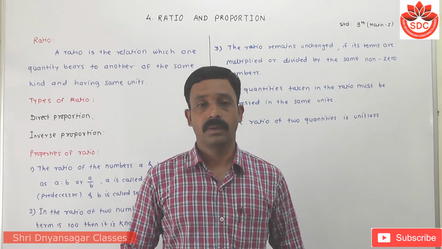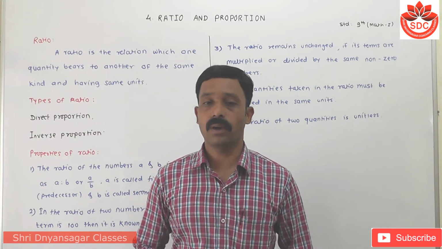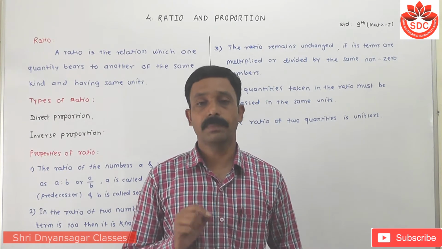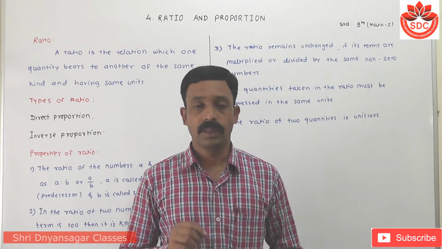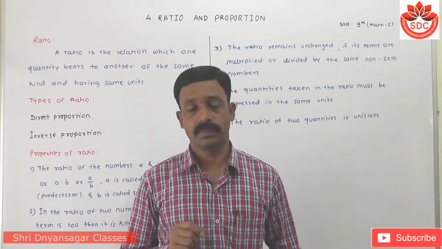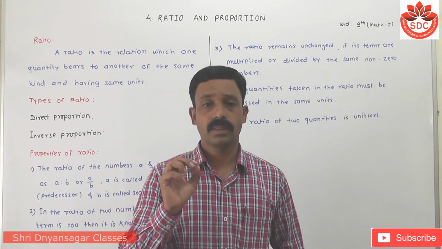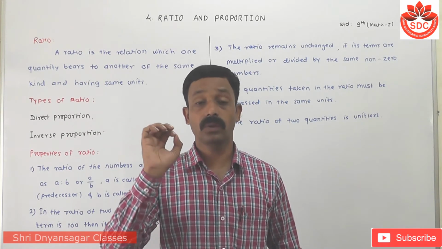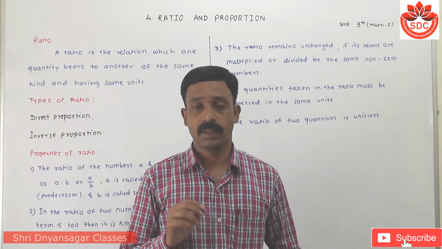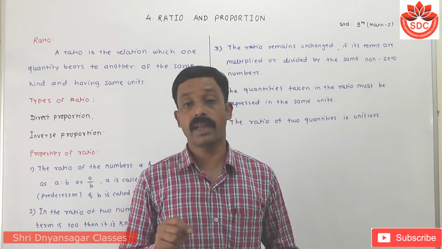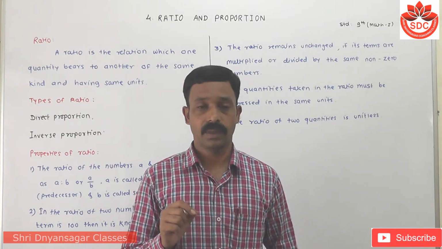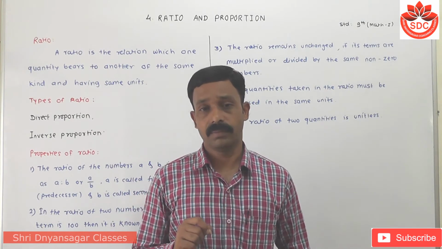Students, today we discuss the fourth chapter of Mathematics Part 1, 9th standard: ratio and proportion. In this, what is meant by ratio? Ratio is the relation between two terms. The first term is called the predecessor and the second term is called the successor. Now, it is the relation.